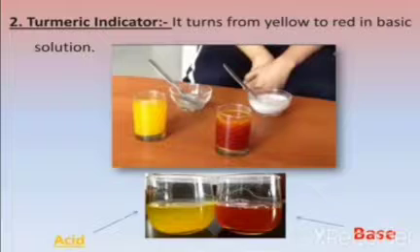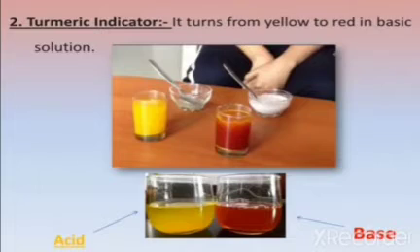Now the second indicator is turmeric. Turmeric is basically haldi, which we use at home. Turmeric is another natural indicator. It also changes color in acidic and basic solutions. Turmeric remains yellow in acidic solutions, and changes into red color in basic solutions. Like if we mix it with vinegar, it will remain yellow, but if we mix it with a detergent, it will change into red color.